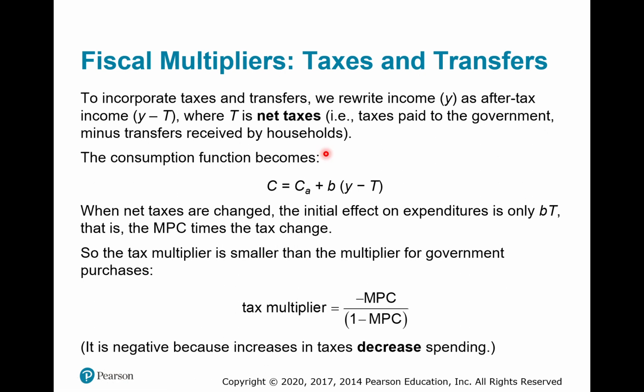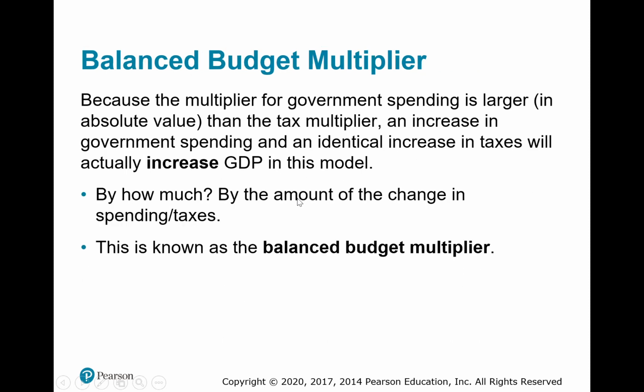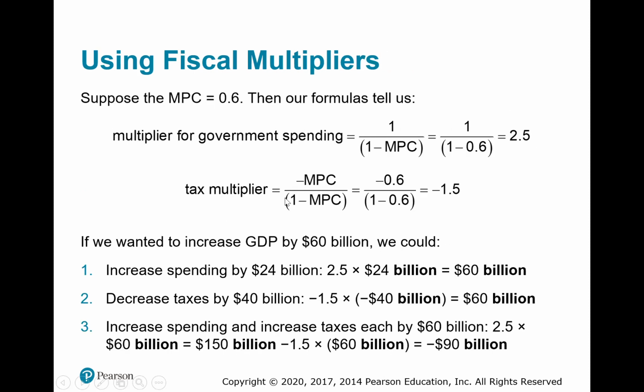Keep in mind, this is sometimes a little bit beyond, but it'll make sense. We don't deal with taxes that much, but what we do analyze is how does it affect our behavior? All right, because the multiplier of government spending is larger typically in an absolute value situation than the tax multiplier itself, an increase in government spending and an identical increase in taxes will actually increase the GDP. How much? That's the question. That's why we have a balanced budget multiplier. So how do we balance this?